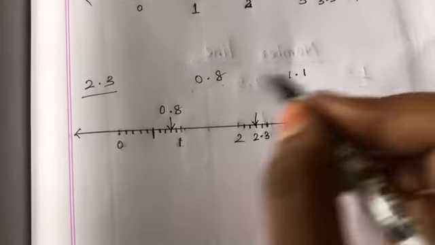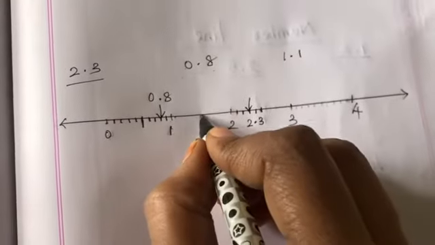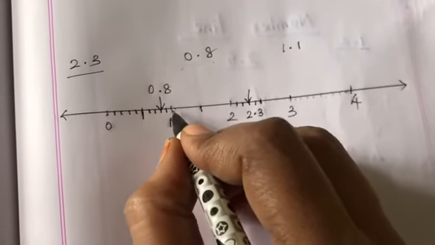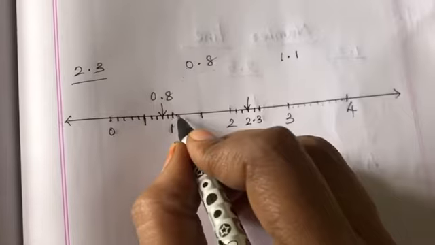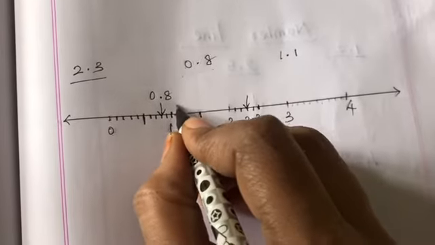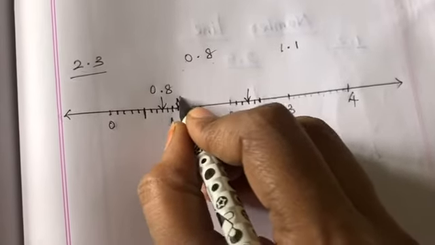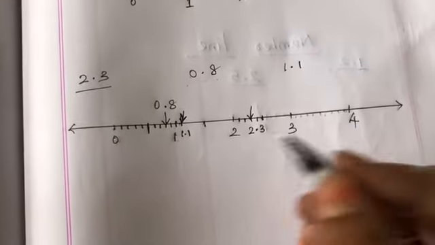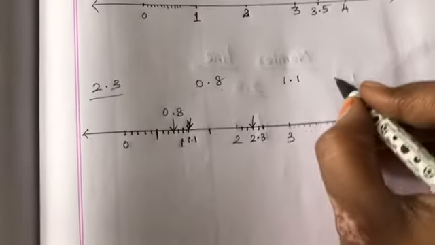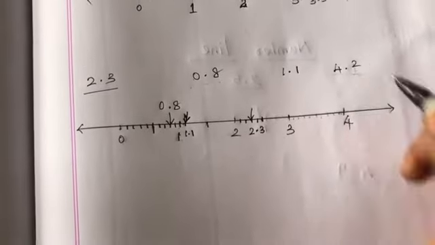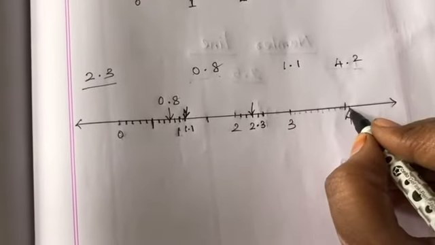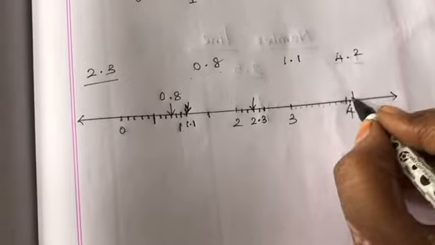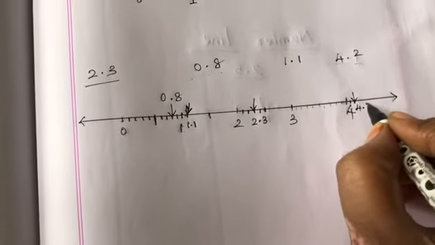Now 1.1. 1.1 means after 1 it will come. So after 1, the first smallest line, and this is 1.1. And 4.2 means the second smallest line after 4 is known as 4.2.